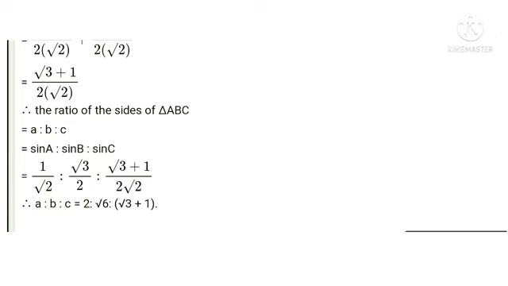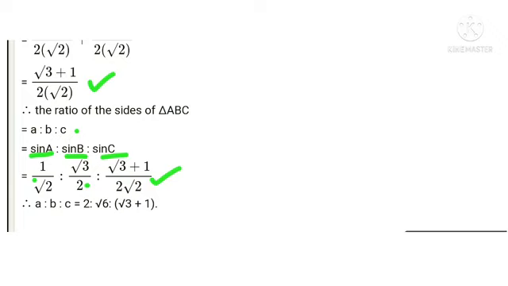So we get here the ratio of sides of triangle, a is to b is to c, that is sin A to sin B to sin C. We had calculated sin A as 1 upon root 2, sin B as root 3 upon 2, and sin C we find as root 3 plus 1 upon 2 root 2. Here you write 2 as 2 root 2. Okay, so here you multiply by 2.